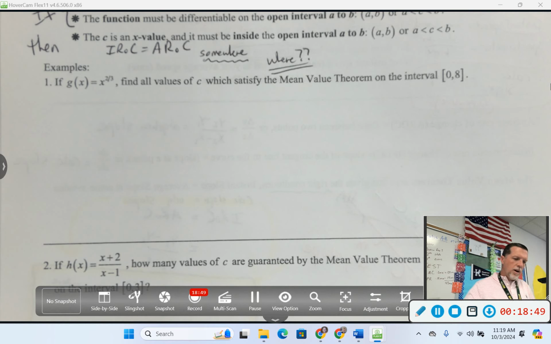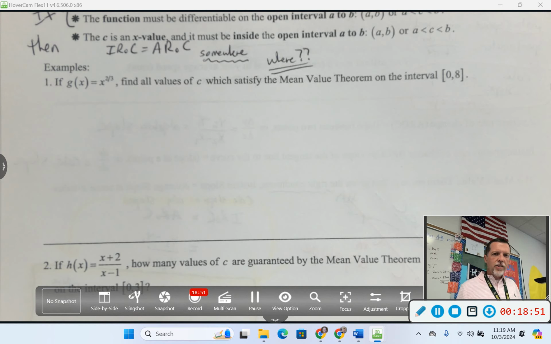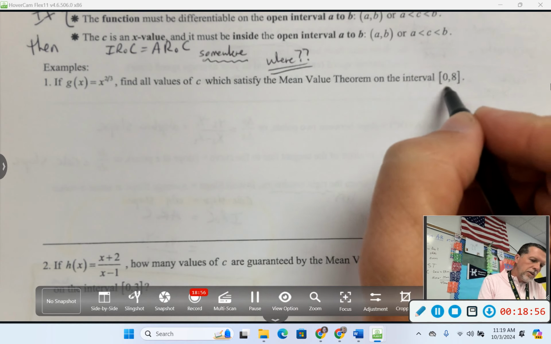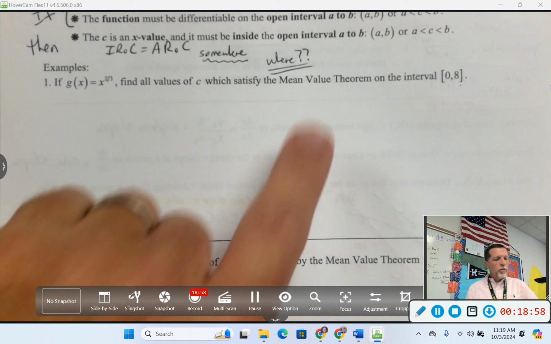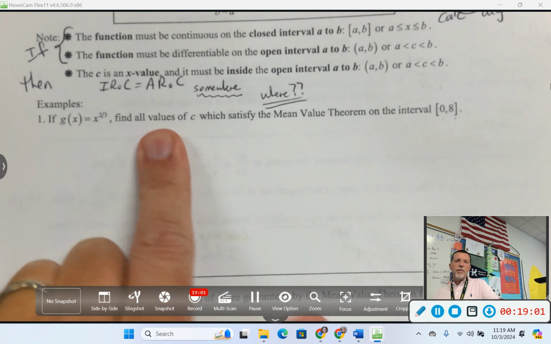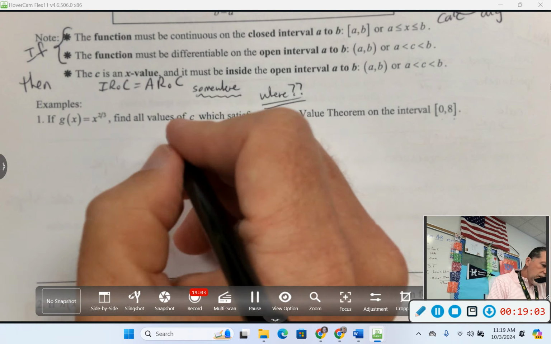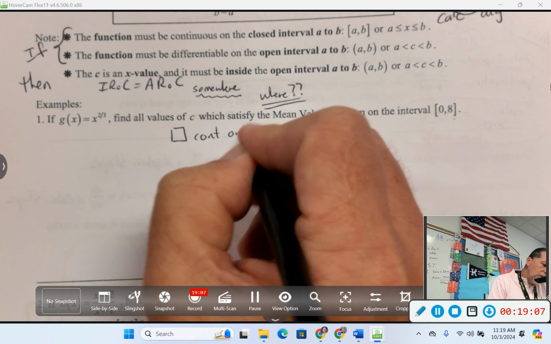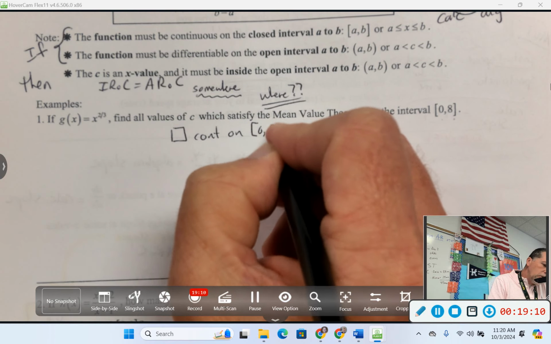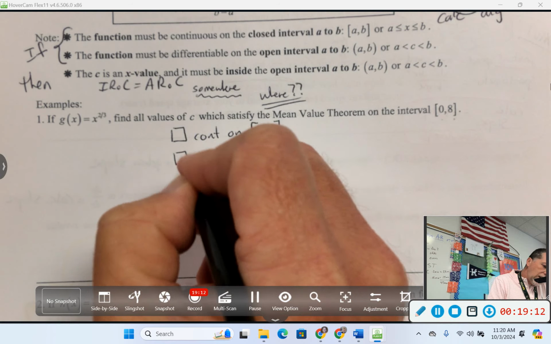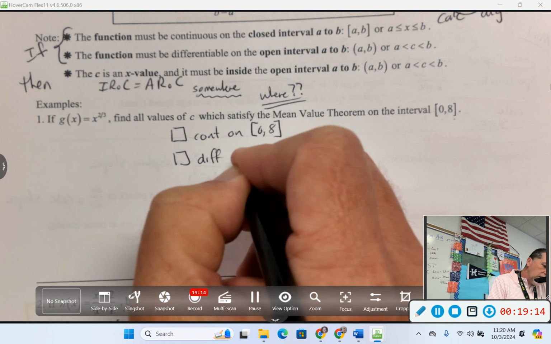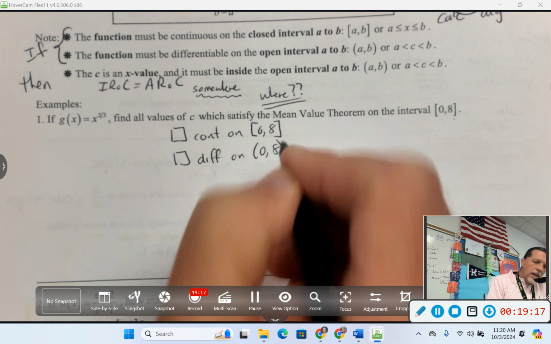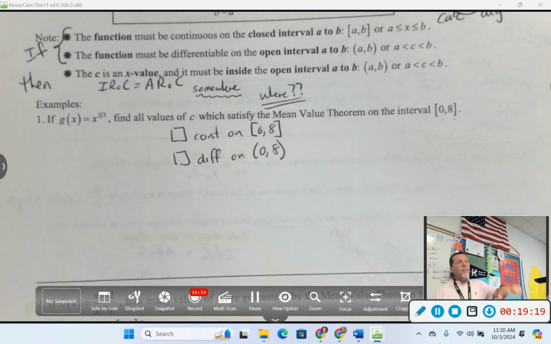All right, example 1. If g of x equals x to the 2/3, find all values of c which satisfy the mean value theorem on 0 to 8. Okay, before we get to the mean value theorem, we have to worry about the if parts. So we have to think of this as like a checkbox here. Is it continuous on closed? And is it differentiable on open? If I can check those two boxes, then I can go to the rest of the problem.